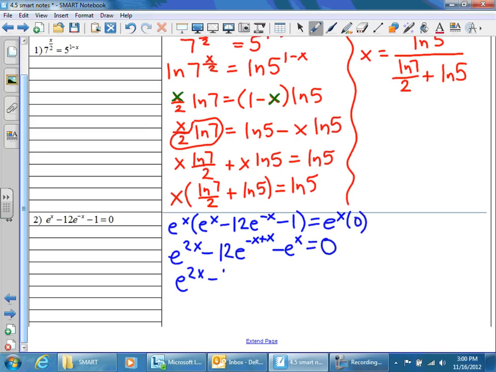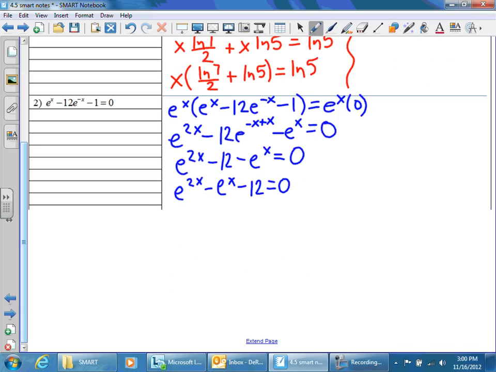Well, this guy would become e to the 0, which is just 1. So now I'm just going to put it in standard form. That's why we multiplied by e to the x, so we could get it to look something like this. Still looks a little crazy, right? All we're going to do is the AC method on this. So we're going to find two things that multiply to negative 12 and add to the 1.